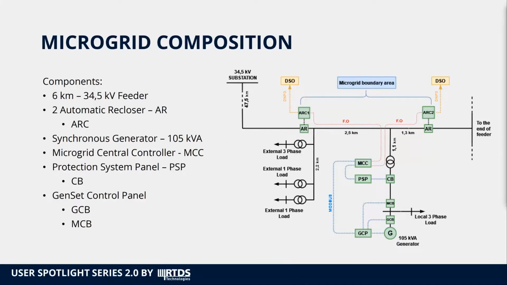Also part of the microgrid are the 105 kVA biogas generator, the microgrid control center, MCC, and the protection panel, which acts on the circuit breaker, and the generator control panel, which works on the MCB and GCB circuit breakers. The MCC monitors all the microgrid control equipment, and it is also responsible for running the algorithm that allows or not the microgrid island operation.